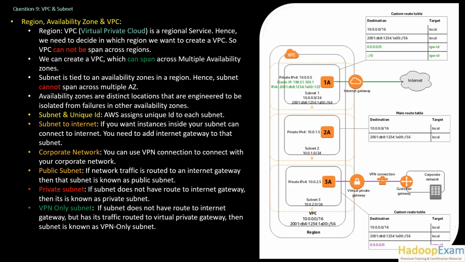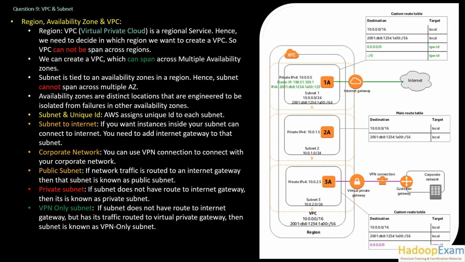Region and VPC. If you are creating a virtual private cloud, it is region specific. You can't have a VPC that is shared across regions. Like, if you are creating one in North America East and you want your VPC to span across Europe, that is not possible. You have to create your VPC within a region. So when we create a VPC, we need to decide in which region we want to create it. This is a virtual private cloud.